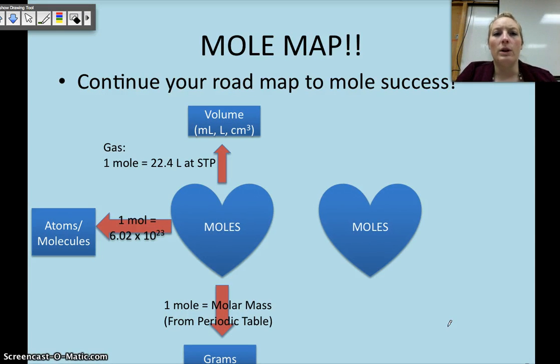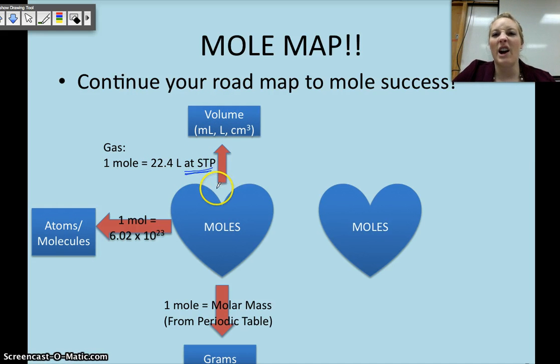Now, the mole map. We will add this pathway onto our mole map, but as we go through some of these examples, you can think about where we're at. So we have now added a volume section. We talked about going moles to molecules, or moles to atoms, using 1 mole is equal to 6.02 times 10 to the 23rd. We've talked about going moles to grams, or moles to mass, using 1 mole is equal to molar mass from the periodic table. And now we can add moles to volume at STP.